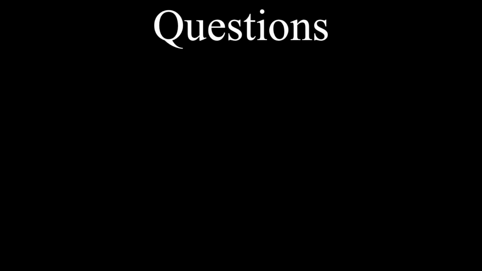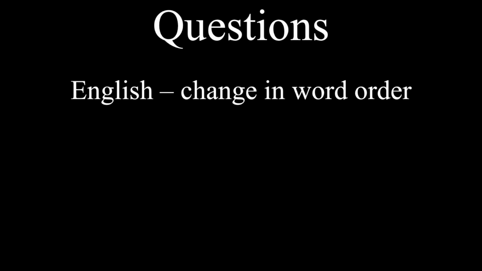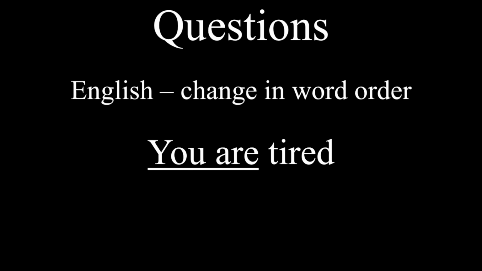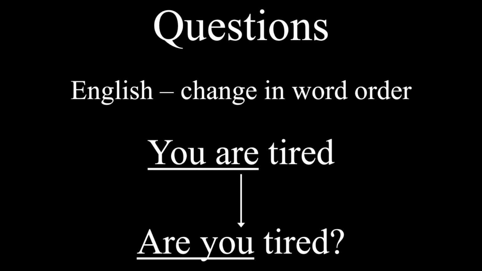Many languages have something that happens at the beginning of a sentence to indicate to the listener or reader that it's a question. In English, we generally do this by changing the word order of the sentence. So, for example, instead of starting a sentence with "you are," an English question would start with "are you" instead.